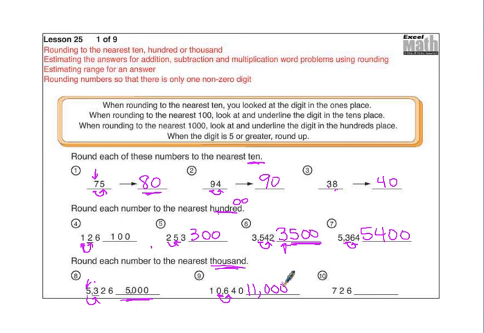Okay, this last one's kind of tricky, but I'm going to have you pause the video and see if you can do number 10 on your own. Turn it back on when you're ready to see what the answer is. You are rounding to the thousands place on this one. The thousands place is right here.